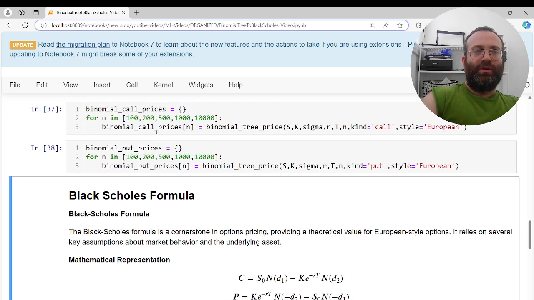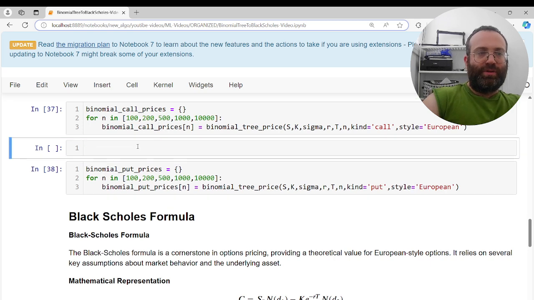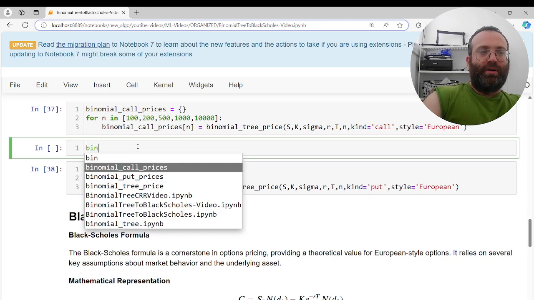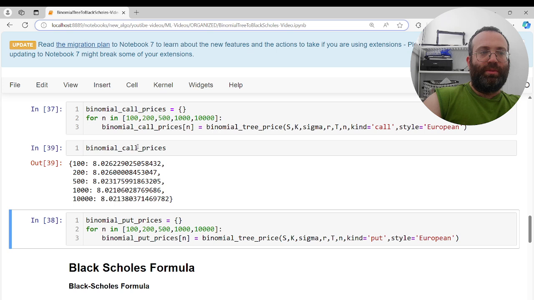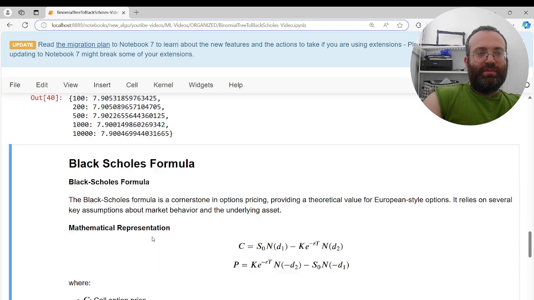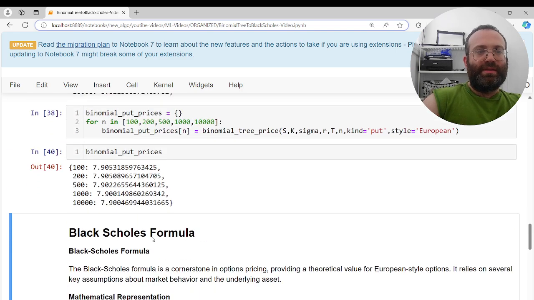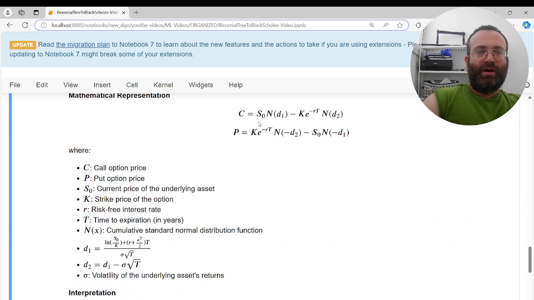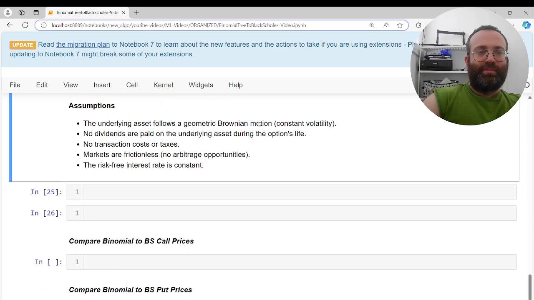So I got the binomial call and put prices for various numbers of time steps. Binomial call prices, and here are binomial put prices. Now, if we implement this Black-Scholes formula, we'll see that the prices are similar.